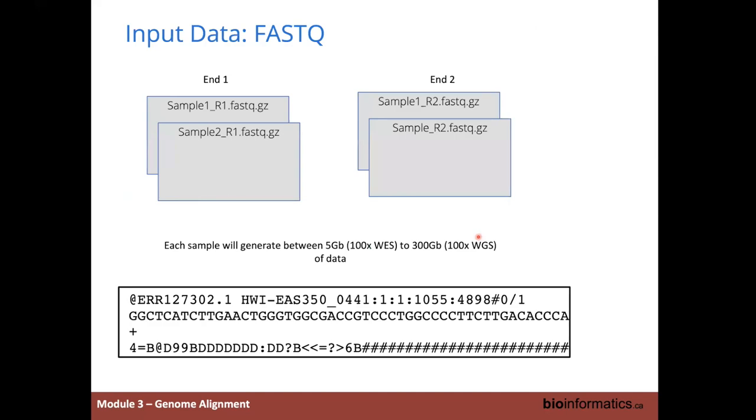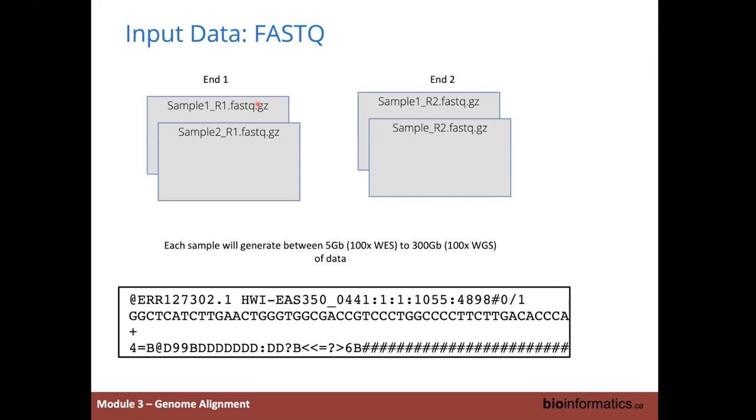FASTQ files are the files you usually receive from your sequencer or your sequencing center. When you do a cancer analysis, you will usually do paired-end analysis. This means that you have your DNA fragments, you have cut them into pieces, and you sequence the two extremities of each fragment. So you will have two reads per biological fragment.